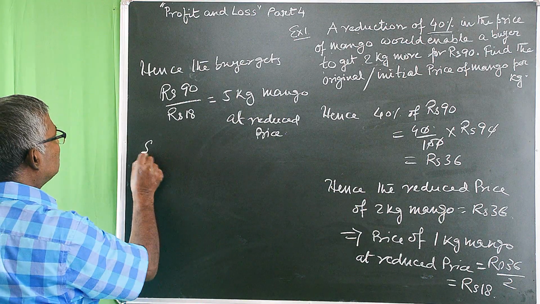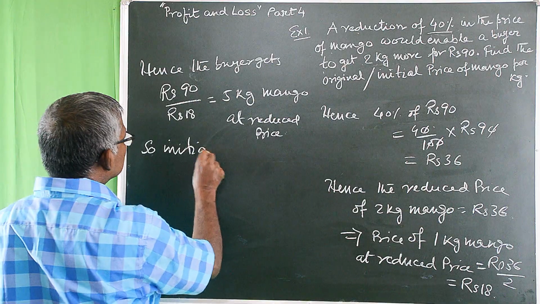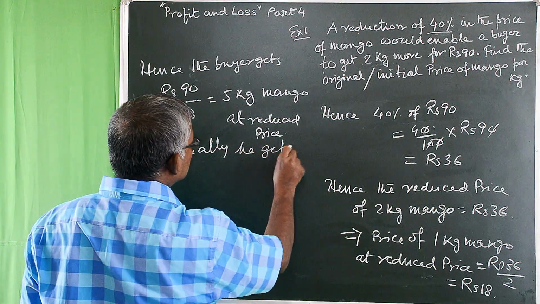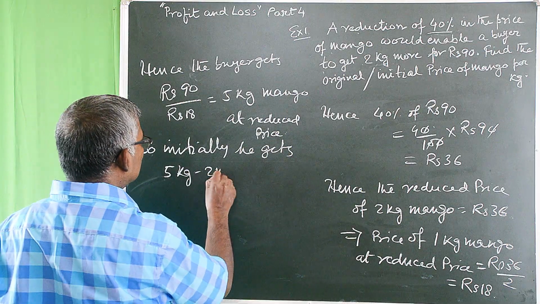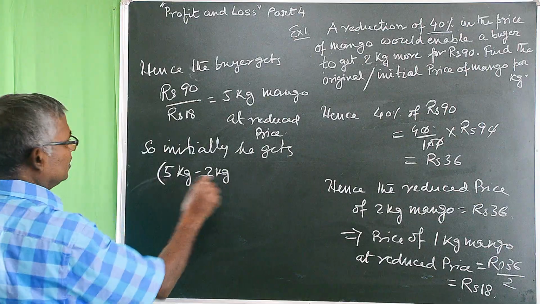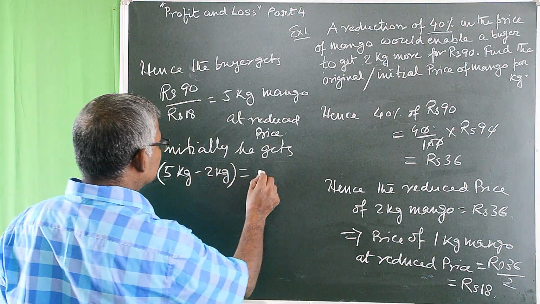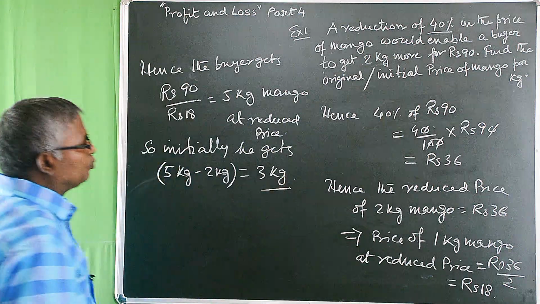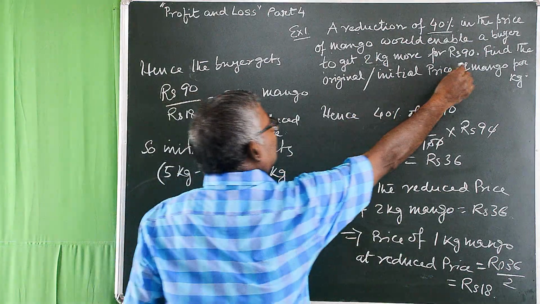So initially he gets 5 kilo minus 2 kilo. Initially he gets 2 kilo less, that is he gets 3 kilo mango. So he purchased 3 kilo mango for ₹90.